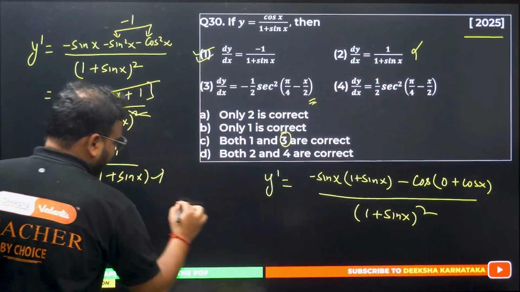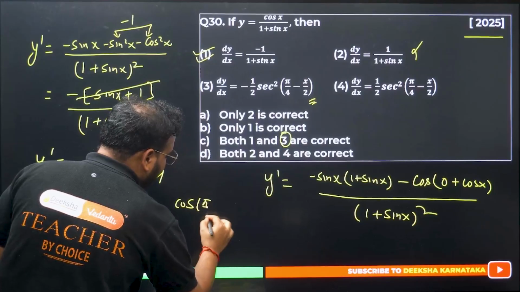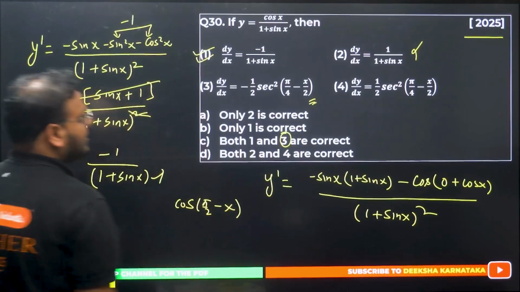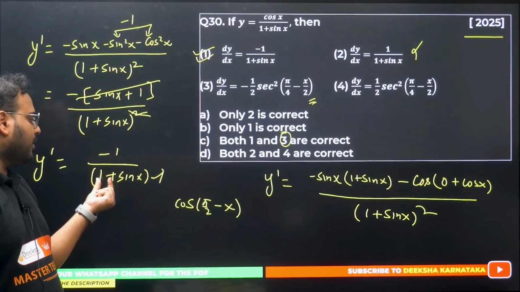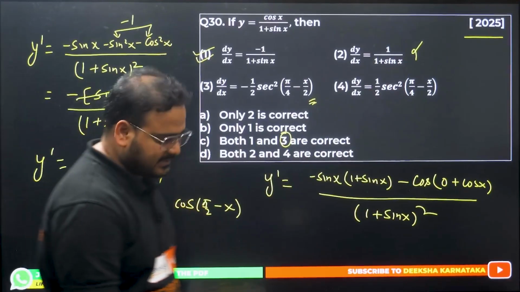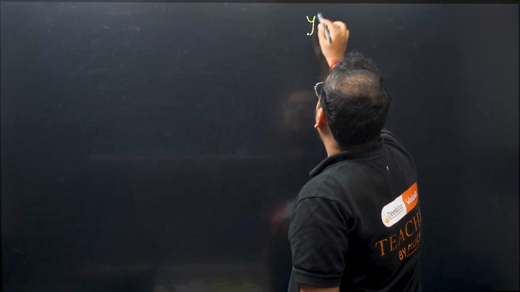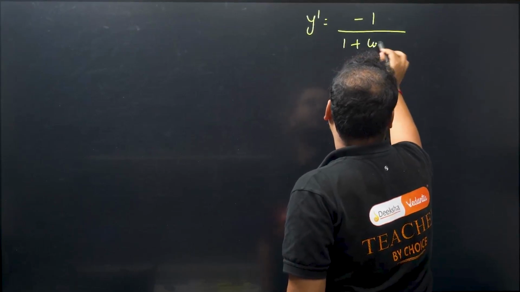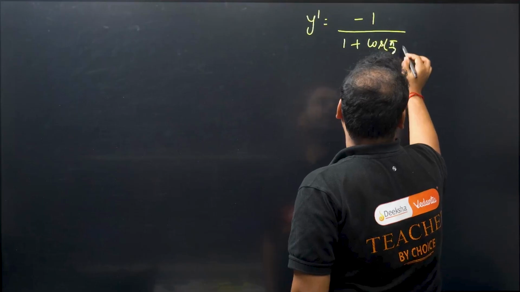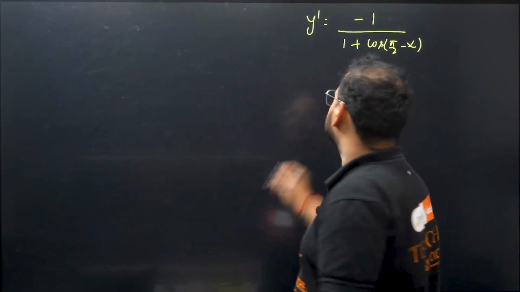Try this. Write sine as cos of pi by 2 minus x. I can replace this with 1 plus cos of pi by 2 minus x. Okay, I'll show you over here. So far I have y dash equals minus 1 upon 1 plus cos of pi by 2 minus x, writing sine as cos of pi by 2 minus x.